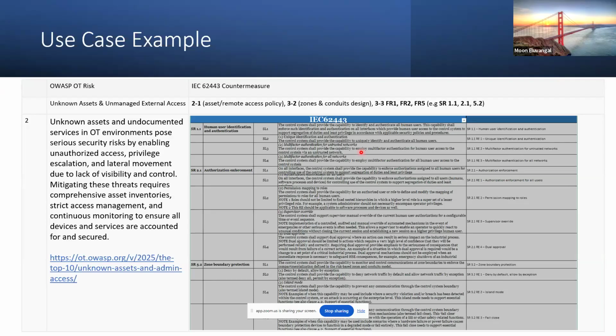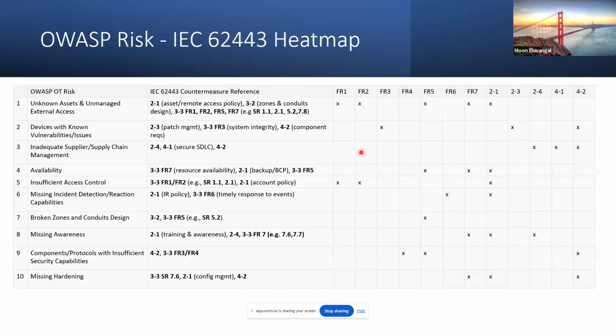I have just one use case for you to understand the concept, and then for the next one I try to map the OWASP OT top 10 to the different FRs and different standards. Like you can see FR1 to 7 here, and 2-1, 2-3, 2-4, and 4-1, 4-2.